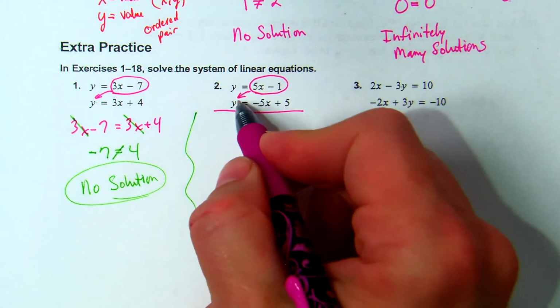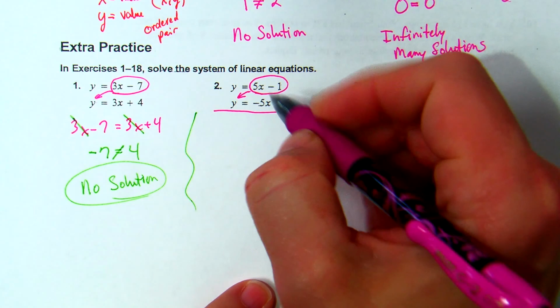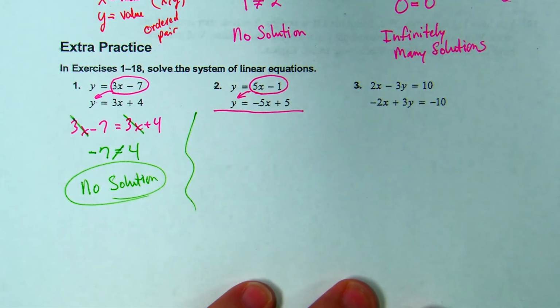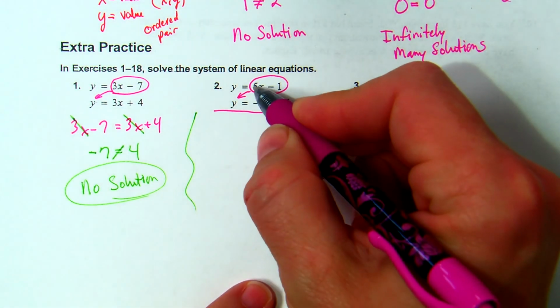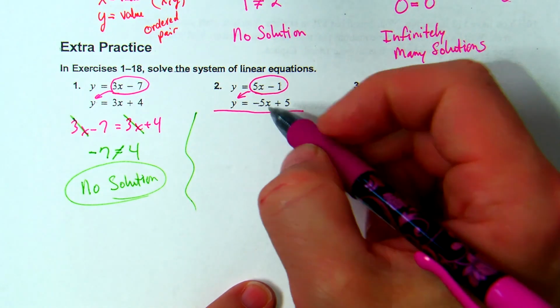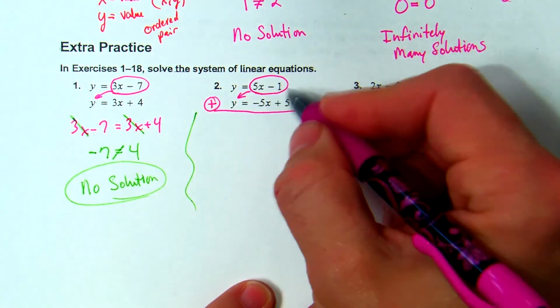I could substitute that in, but instead, I could also just add these together and eliminate my x term. If you'll notice here, I've got the same coefficient in front of x, just a positive and a negative version of that. Since the signs are opposite, I'll add these two equations together.